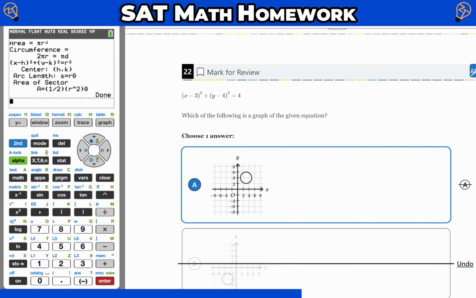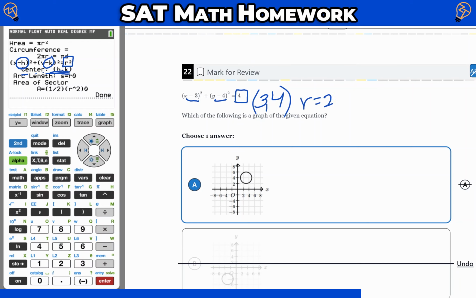So for example, we see that the center is (h, k), in other words, the opposite of whatever's here, comma, the opposite of this, and you can see that the radius squared is on the right side. So if you just do opposite, opposite, we can see that the center is (3, 4). And then if you take the square root of 4, you can see that the radius is 2.